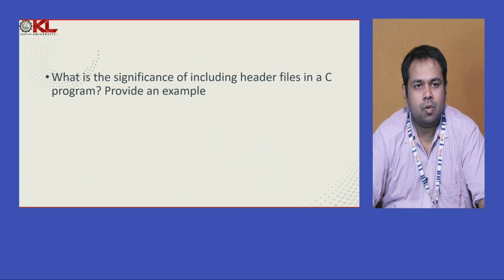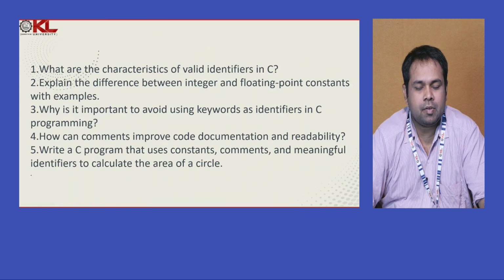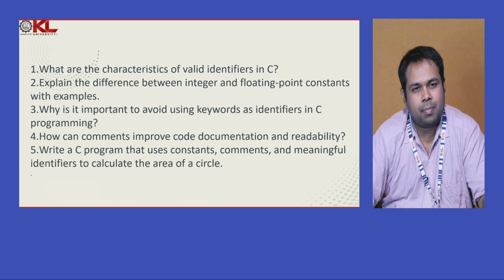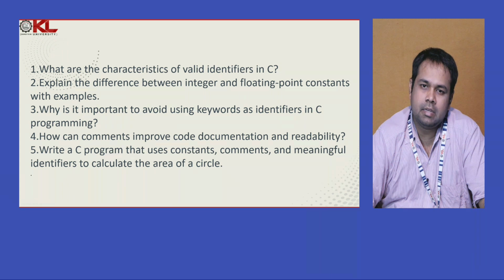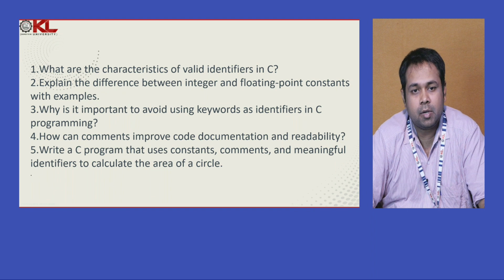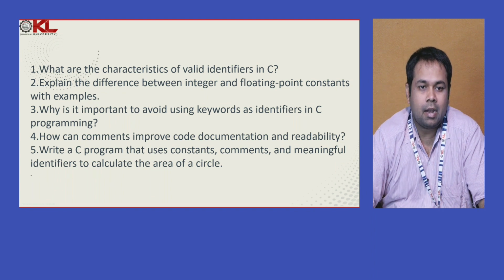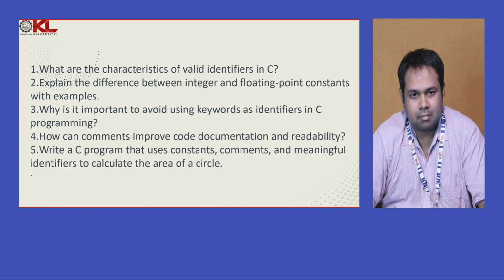Okay, a few questions for you. What is the significance of using header files in a C program? Provide an example. And these are a few examples for you for practice. What are the characteristics of a valid identifier? Explain the difference between integer and float. Why is it important to avoid using keywords as identifiers? How can comments improve code documentation and readability? Write a C program that uses constants, comments and meaningful identifiers to calculate the area of a circle, for which you know the mathematical formula: area of circle is pi r squared.